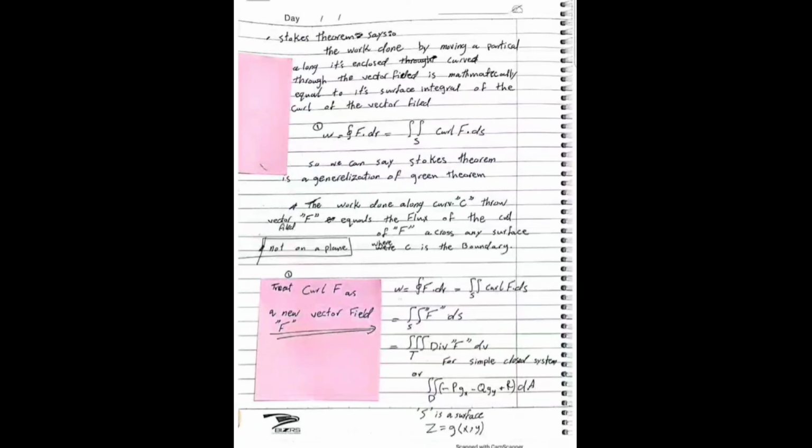And Stokes theorem says where Gauss's theorem is for finding the flux, and Stokes theorem is for finding the work done by moving a particle along its enclosed curve. So Stokes theorem is for surfaces, not a plane, where the surface is curved.